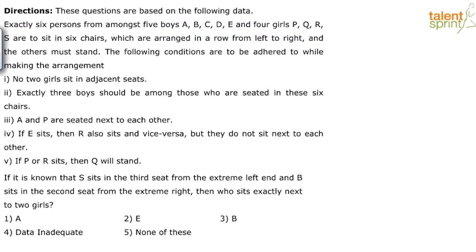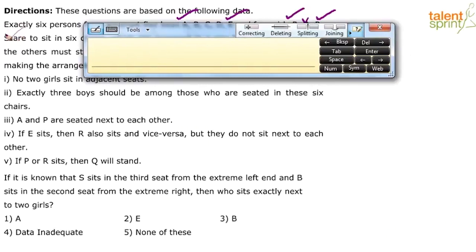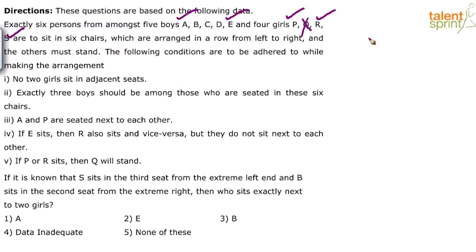Here's the next one. Remember, A and E are definitely in, P is definitely in, Q is definitely out, R and S are definitely in, according to our previous analysis. Now look at the question. It says, if it is known that S sits in the third seat from the extreme left end and B sits in the second seat from the extreme right end, then who sits exactly next to 2 girls? Who sits exactly next to 2 girls?